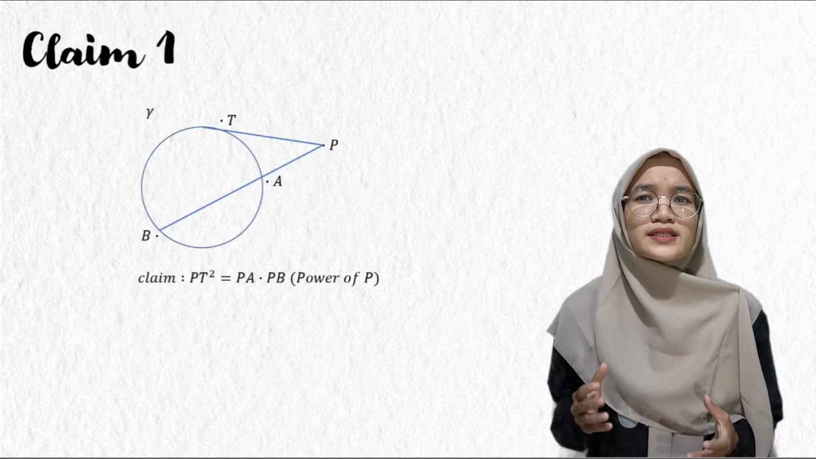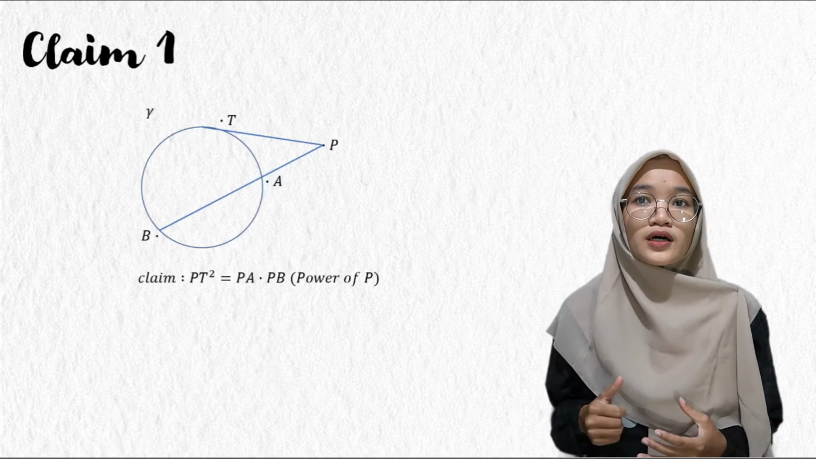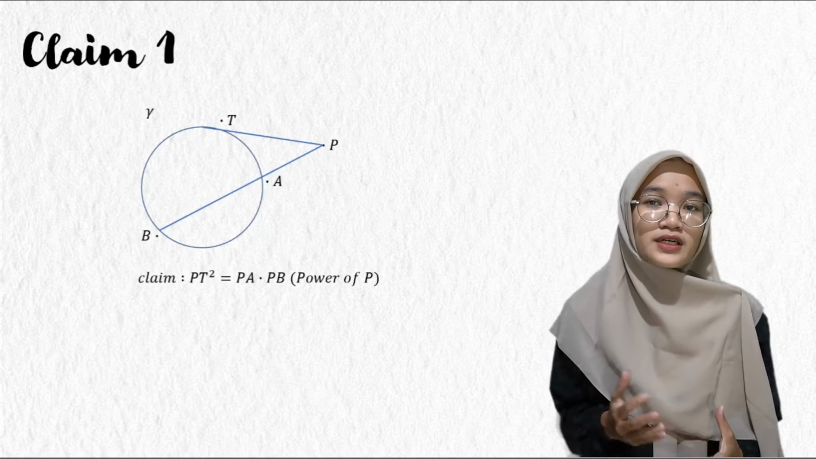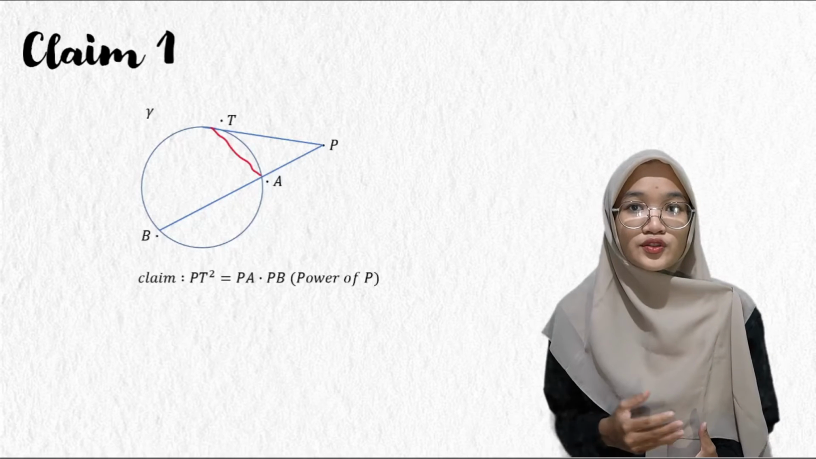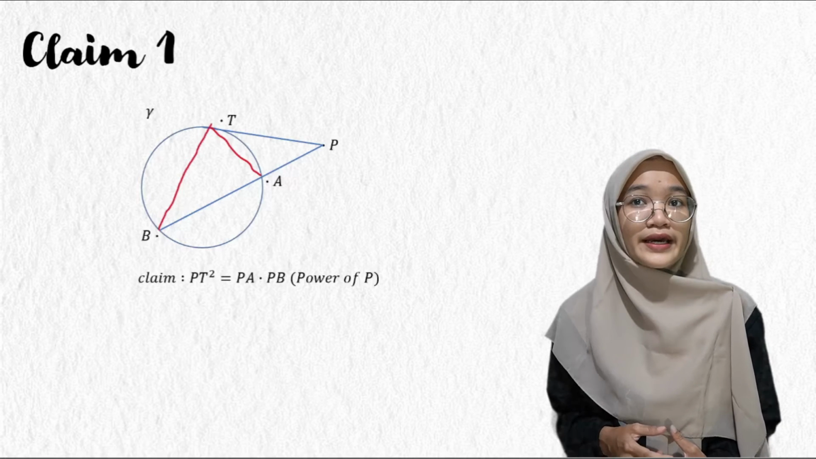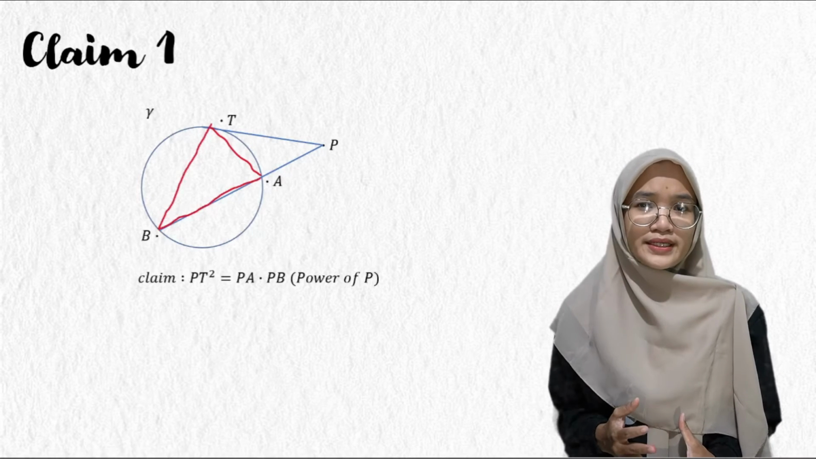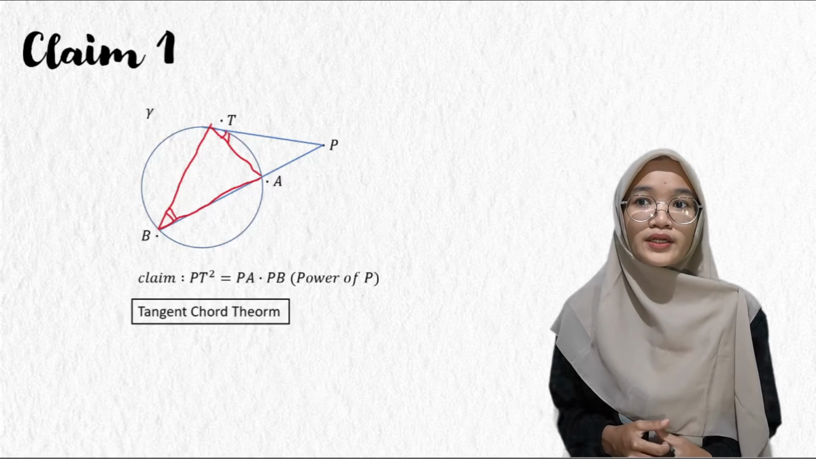Okay, so why is this claim true? We can prove it this way. Let's join TA and TB. Let's join T and TB now. Notice that this angle is equal to this one. Why is this angle equal to that one?